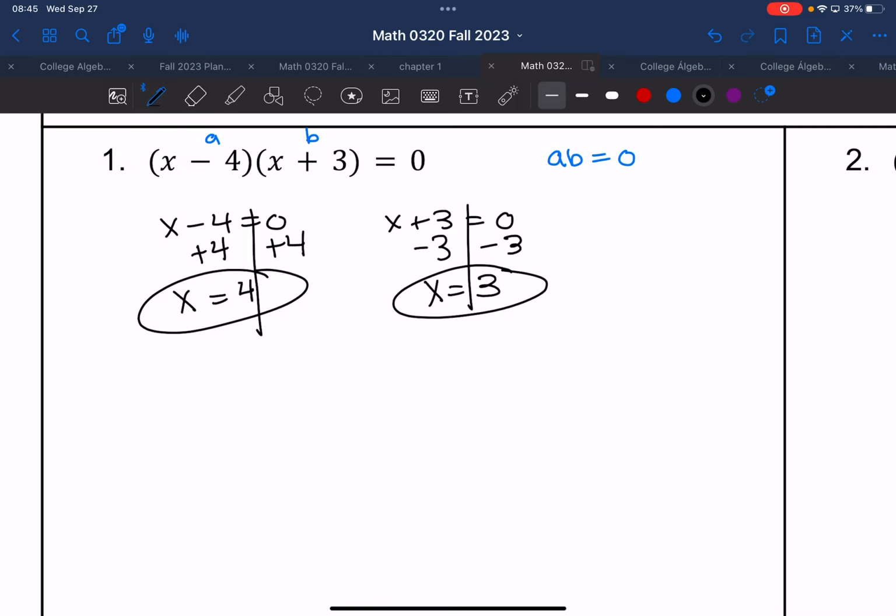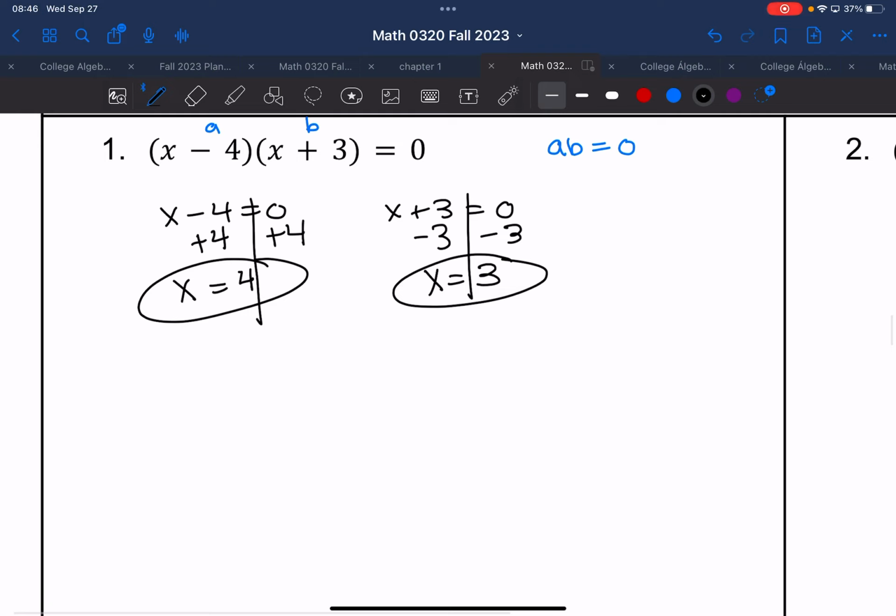negative 3. Yes. Negative 3. Meaning that these are my two possible answers for this equation. My answer could possibly be 4, or it could be negative 3.